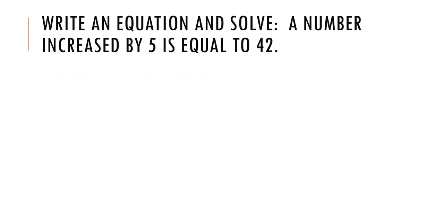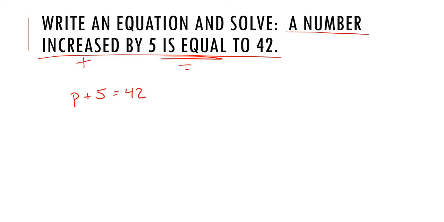Write an equation and solve. So I want to write an equation for this. A number increased by 5 is equal to 42. So a number increased, that's a plus sign. For the number, I'm going to choose P. Increased by 5 is equal to 42.